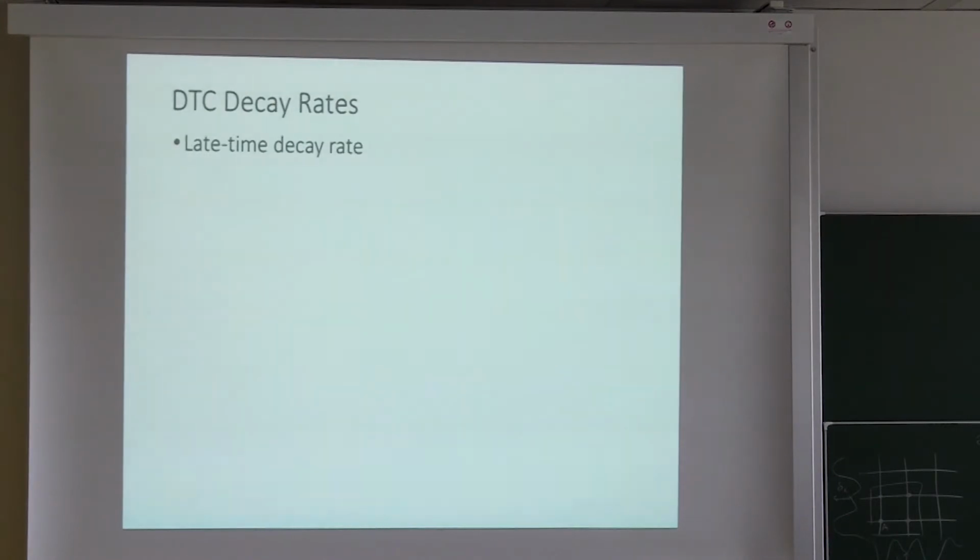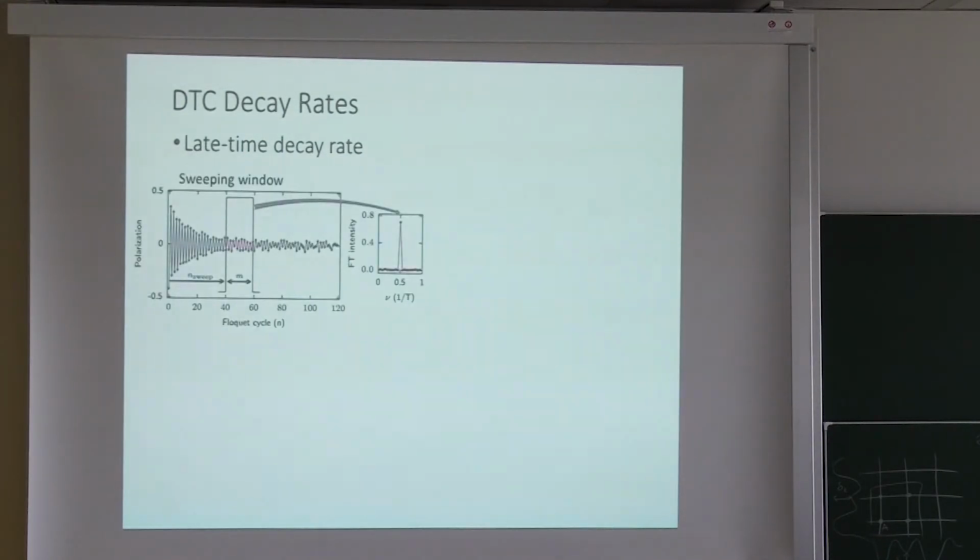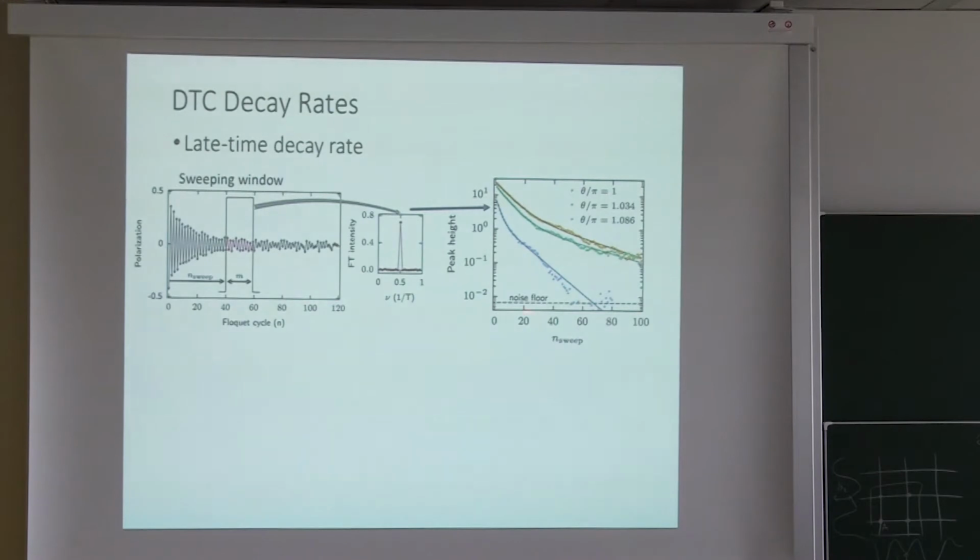Okay, so this is one way to characterize the system. Another way to characterize it is to look at the decay rate of this time crystalline signature, of this oscillating signal. We define a window of width m, and we sweep this window through our time signal and look at the peak height locally. We take the Fourier transform in this local window, extract the peak height, and plot it as a function of the location of this sweeping window.